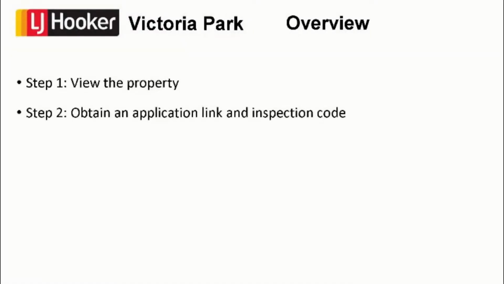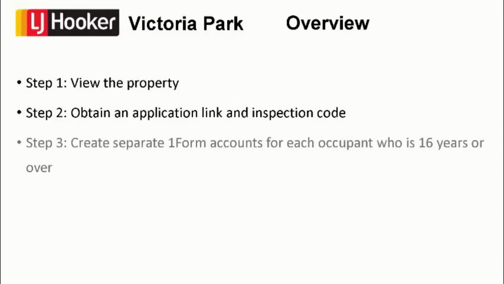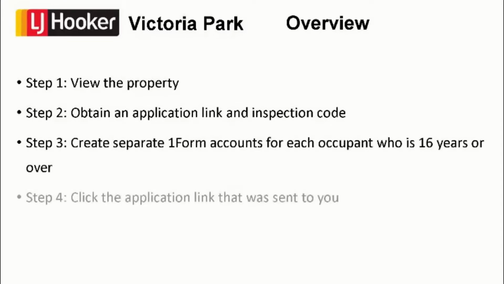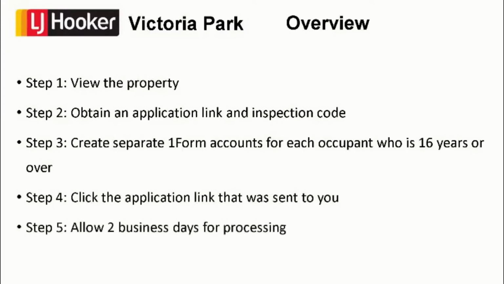The application process. Firstly, view the property and then obtain an application link and inspection code. Next, create your OneForm account and then click the application link. We should only take 2 business days to process your application. If you're waiting any longer, please contact us.